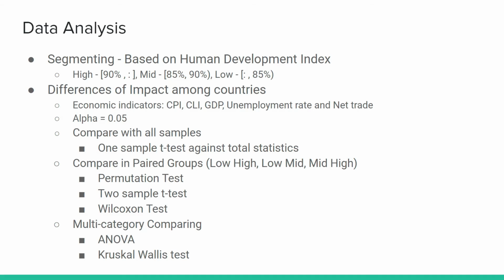and net trade. For all the tests we run in this project, we set the alpha value to be equal to 0.05. Then we also compared the distribution of change in certain economic indicators in the paired groups. With the help of a permutation test, two-sample t-test, and Wilcoxon rank sum test, we can determine whether the mean of changes in the indicators are the same in paired groups. Furthermore, we also did a multi-category comparison with Kruskal-Wallis one-way analysis of variance and ANOVA to test whether the three groups of countries have the same distribution of changes in economic indicators.